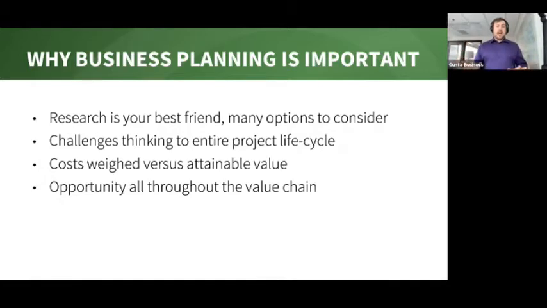Cost weighed versus attainable value. When you're thinking about these beautiful projects, just like when you're buying a vehicle, there are so many options that you start getting a little bit option crazed and you want everything. Well, certain things have certain value and certain things have less value. It's about weighing that attainable value against the cost, and that's really business planning thinking.